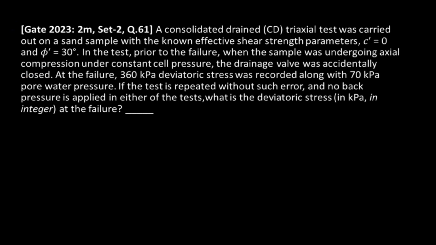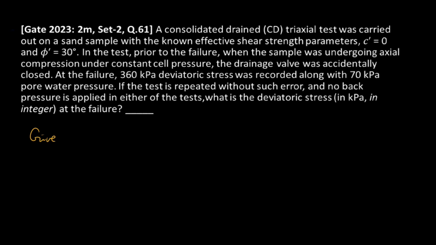In this question, they have given that a consolidated drained triaxial test was carried out on a sand sample with known effective shear strength parameters c dash equal to 0 and phi dash equal to 30 degree. In the test, prior to the failure, when the sample was undergoing axial compression under constant cell pressure, the drainage valve was accidentally closed. At this time, the deviator stress developed was 360 kilopascal and pore water pressure was 70 kilopascal. They are asking us to find out, if the test is repeated without such error and no back pressure is applied, what will be the deviatoric stress at failure.